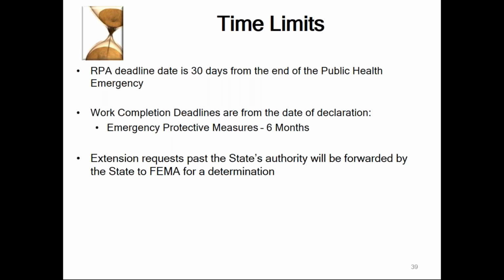The Category B project that we'll be writing for you and you will be involved with has a work completion deadline. That is for emergency protective measures. It has a work deadline of 6 months, and that starts from the date of declaration. The state and FEMA can extend that deadline by an additional 6 months. If need be, the state can do that. And if it needs to go beyond 6 months, then FEMA will have to make that time extension beyond that time frame. And all time extensions will come through the state of Iowa and be forwarded on to FEMA.